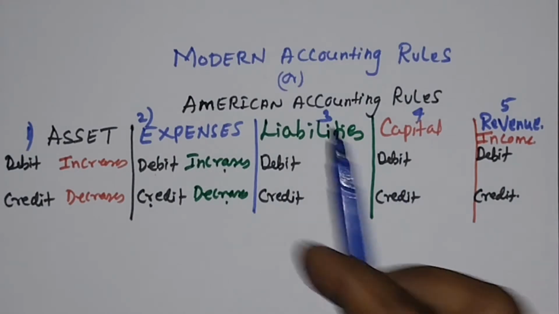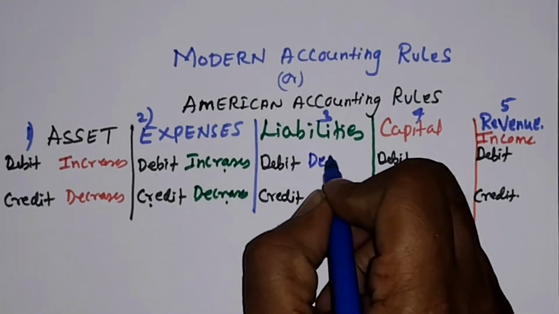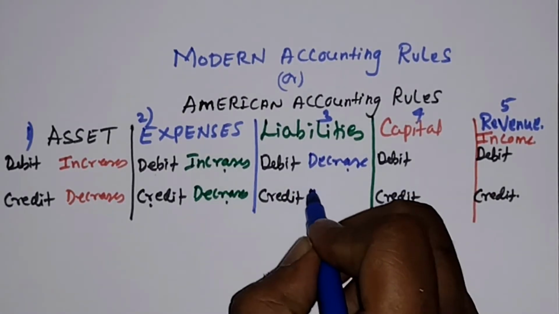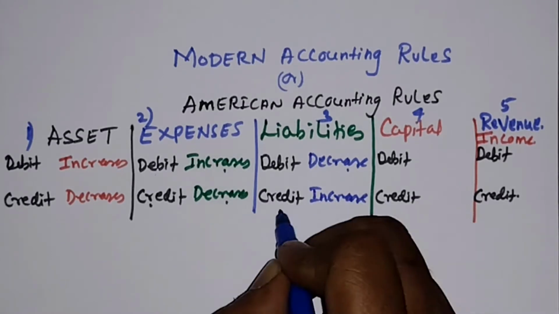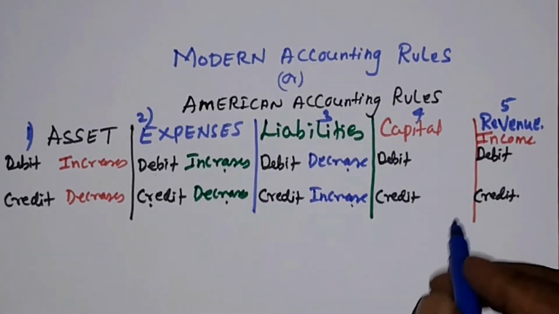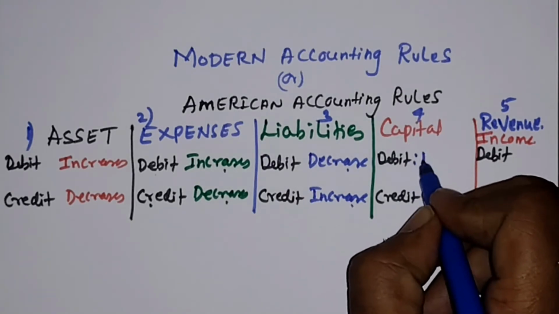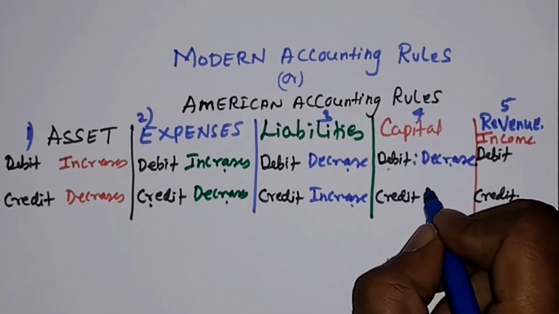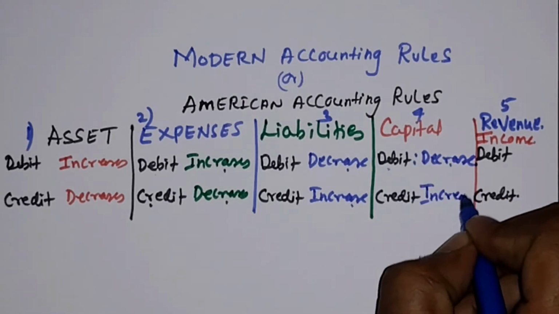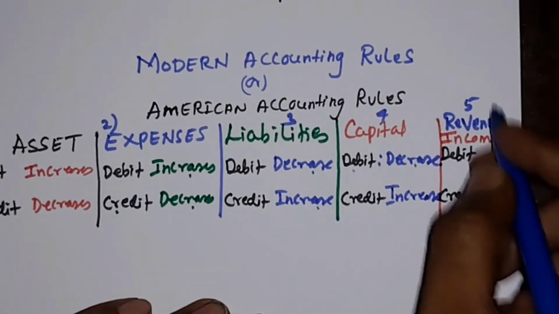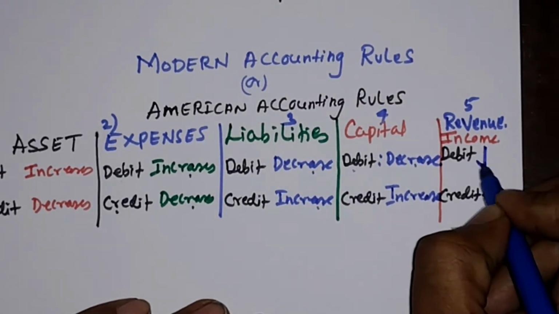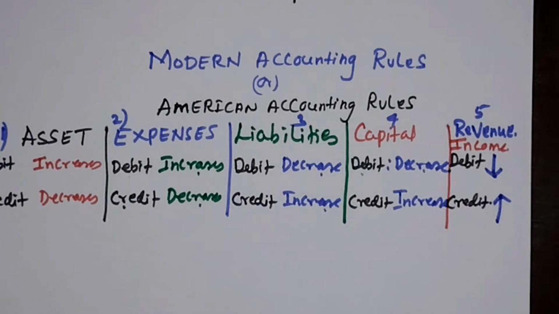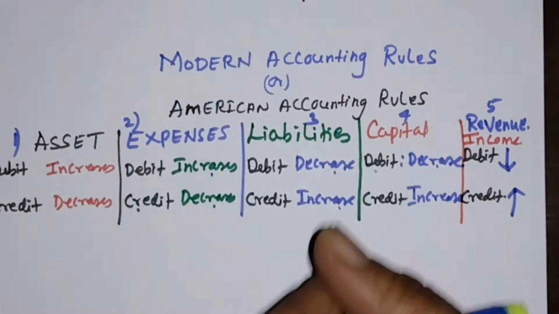Next coming to liabilities: debit decreases. It means debit decreases liabilities, credit increases. So credit increases liabilities. Next, capital: debit decreases, debit decreases capital, and credit obviously increases. In the same manner for revenue also, debit decreases revenue and credit increases revenue. And the further detailed explanation is following now.